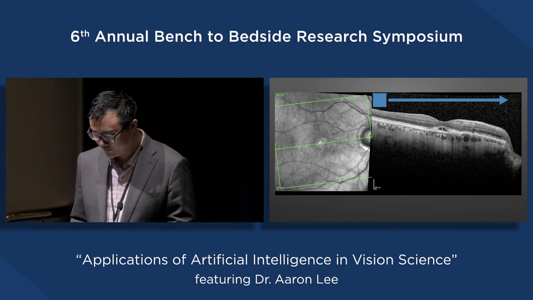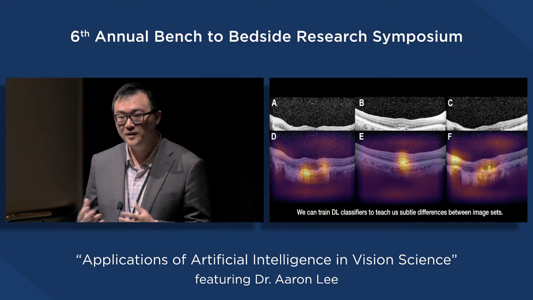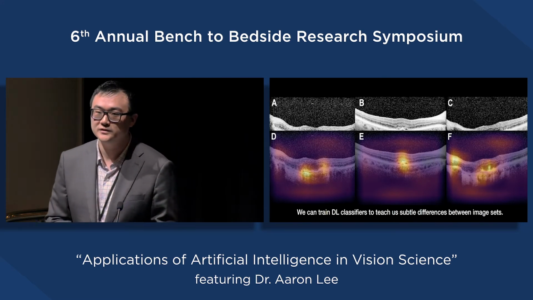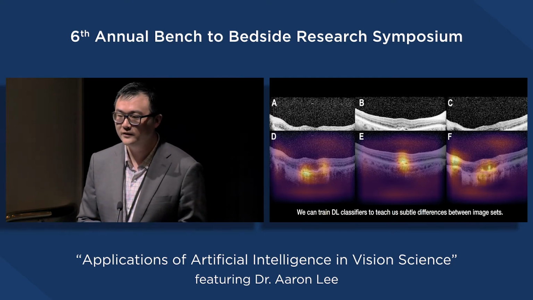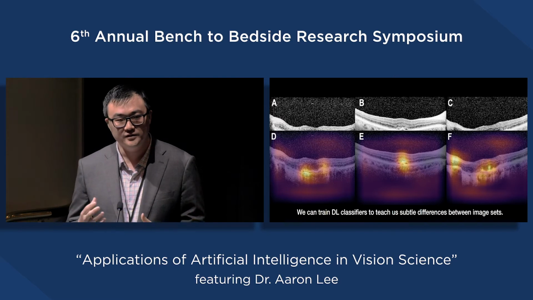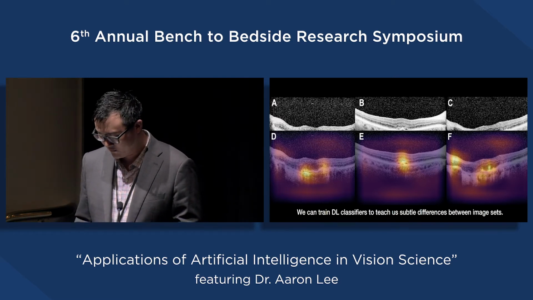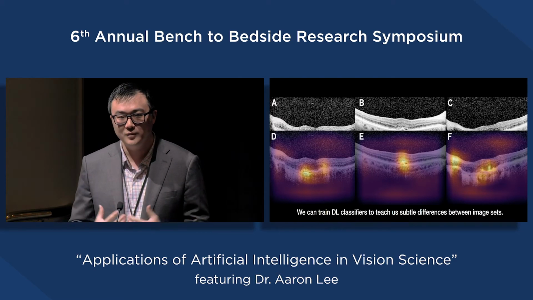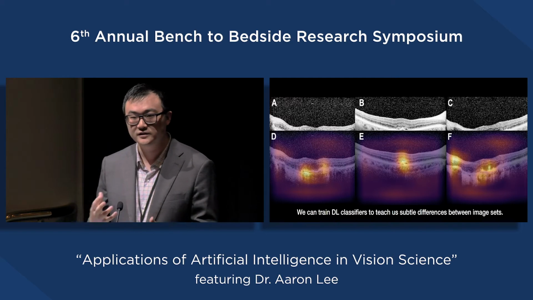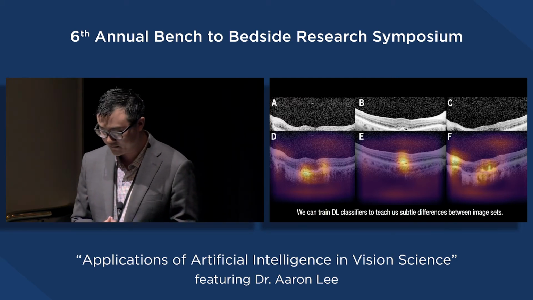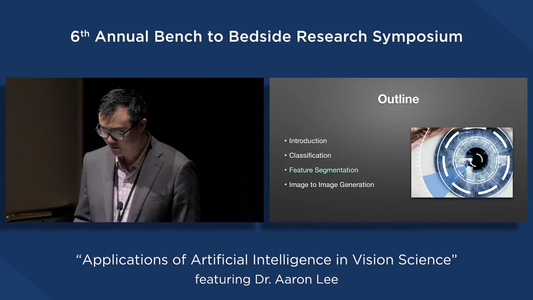And by doing that, we could generate these kinds of heat maps. And the heat maps made me feel much better about publishing this result because it kind of gave an insight into what the model was looking at in order to make the determination that this was macular degeneration. And what's neat about this generic sort of model is that we can train deep learning classifiers to teach us subtle differences between different image sets. So that was sort of our very first foray into deep learning.